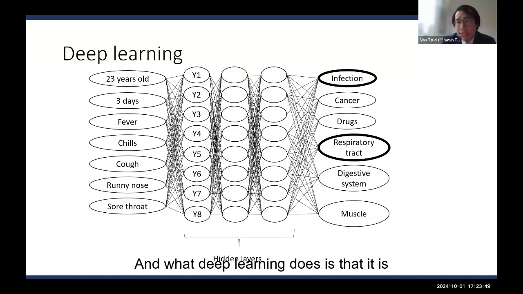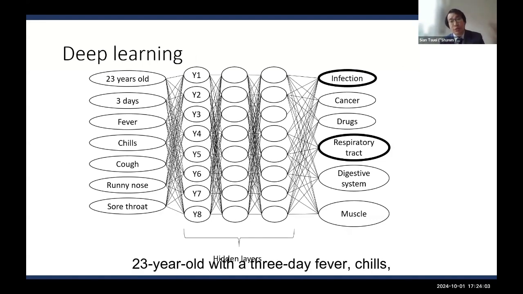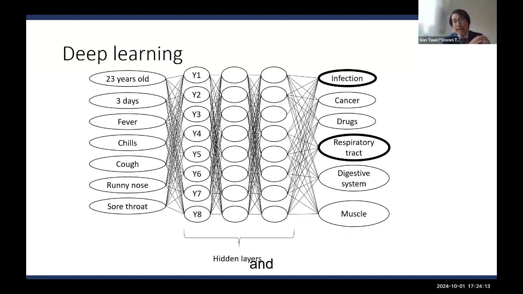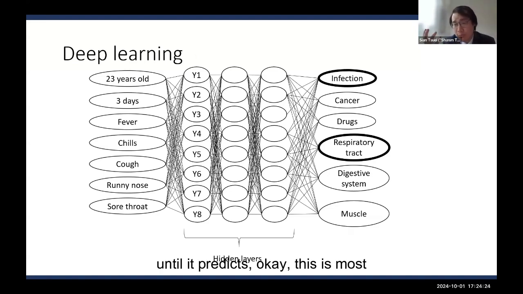But the part that is really all the rage right now is deep learning. Deep learning is tremendously sophisticated, energy intensive, and really complex. It takes a bunch of explanatory variables, for example a 23-year-old with a 3-day fever, chills, cough, runny nose, and sore throat. The algorithm feeds these into a hidden layer, hidden layer 1 influences hidden layer 2, hidden layer 2 affects hidden layer 3, and so on, until it predicts that this is most likely an infection of the respiratory tract.